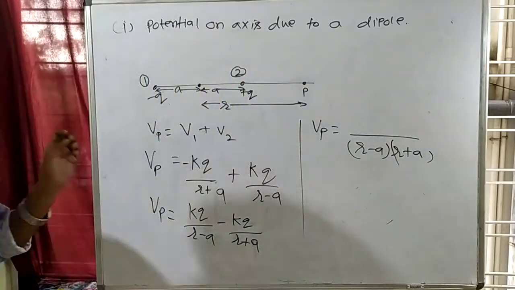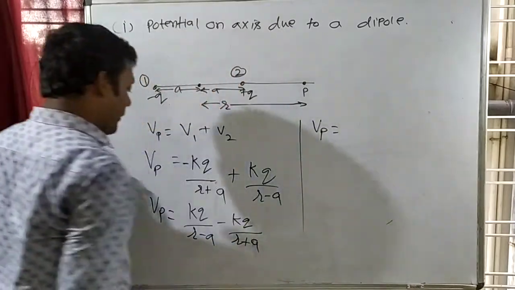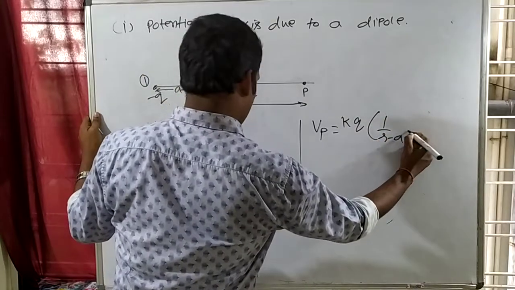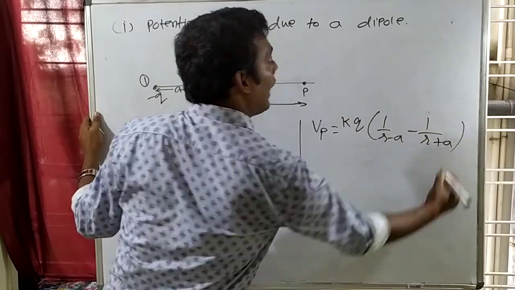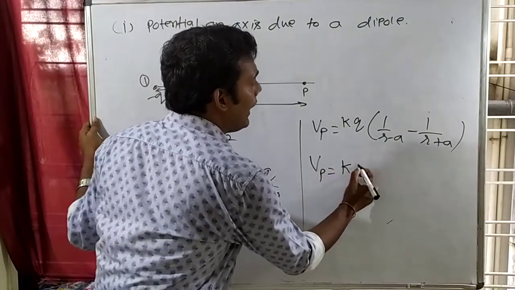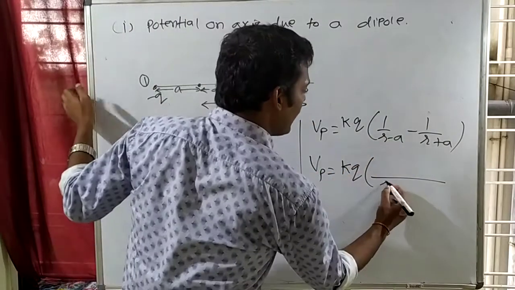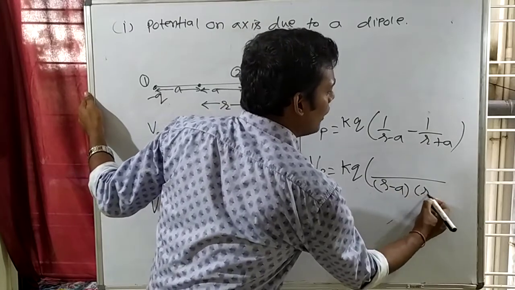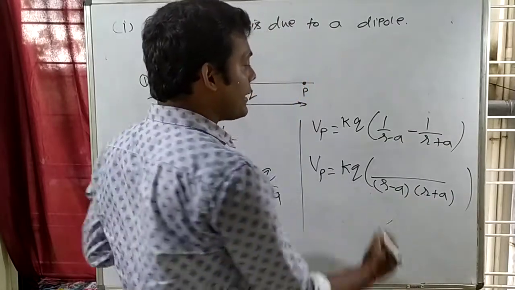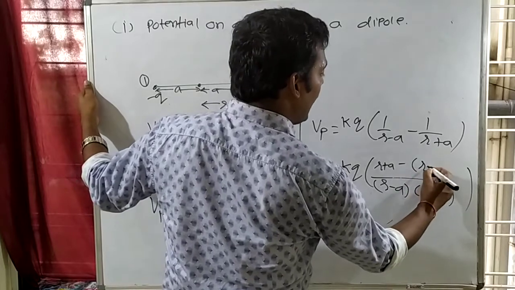If you take the LCM, something will be common here. What will be common? KQ. Can we write this as KQ times 1 by R minus A minus 1 by R plus A? I can write it like this also. So Vp will be equal to KQ, over R minus A into R plus A, and in the numerator, R plus A minus R minus A.